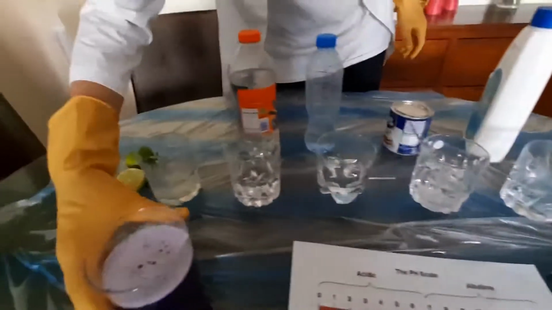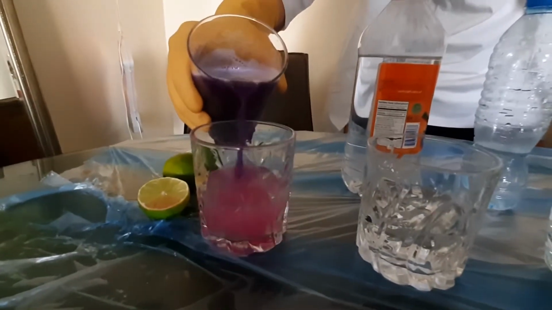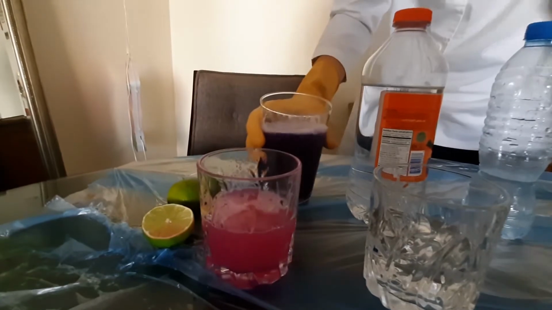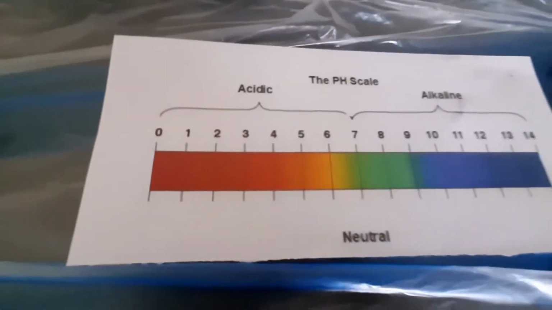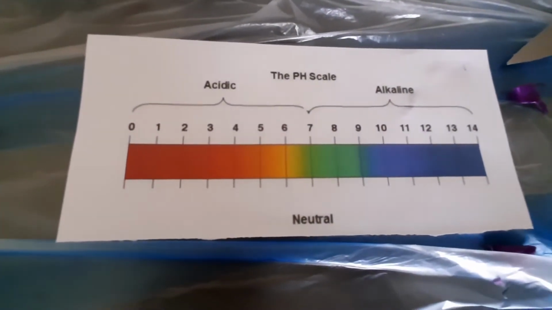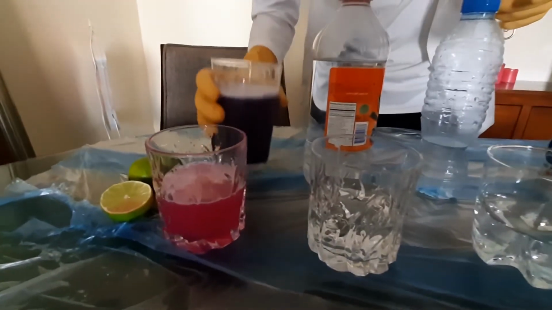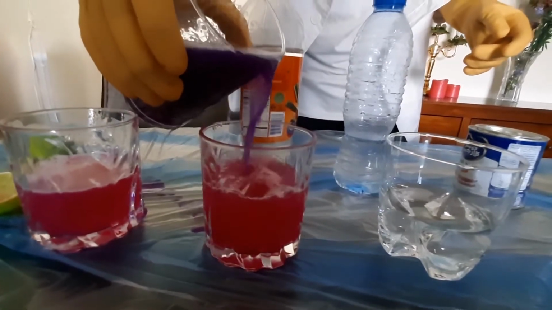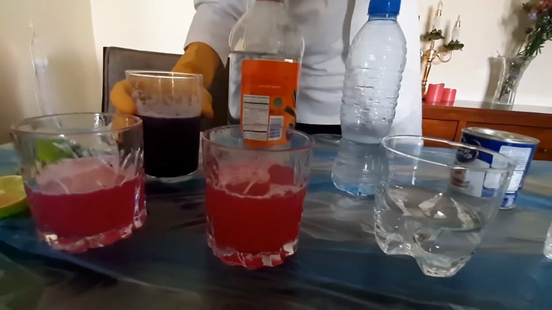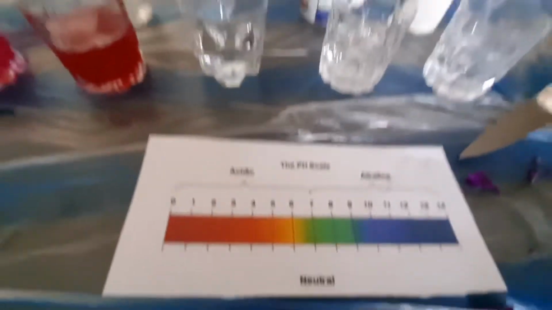Now let's see what happens if we mix these mixtures together. You can see that there is a red color, which indicates that it is about 2 to 3 on the pH scale, which is very acidic. This includes citric acid, which makes the lemon very acidic. Now let's move on to the vinegar. The vinegar is also very acidic, and it contains acetic acid, which is also around 2 to 3 on the pH scale.